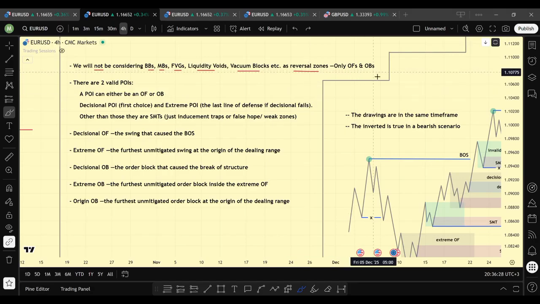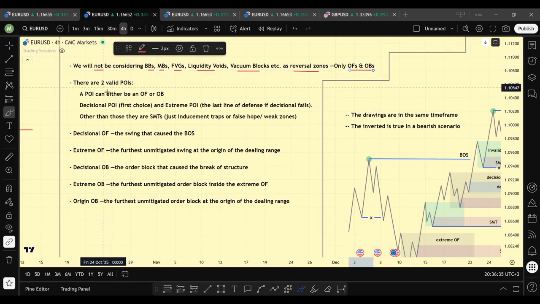So order blocks and order flows are the POIs that I'll be covering in this session. There are two valid POIs. When I say a POI, I mean either an order flow or an order block. Even the ones that we will not be using are also POIs, because POI is a point of interest, and all of these are points of interest. It's just that we are only majorly focused on order flows and order blocks. So when I say a POI in our session or anywhere else, I mean an order flow or an order block.